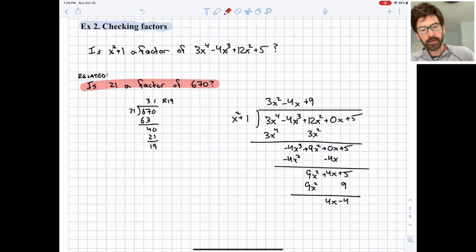The degree of what we are left with down here is a 1, which is lower than the degree of this x squared plus 1 expression up above. So we need to stop. We have a remainder, therefore, of 4x minus 4. All right? And that would be our solution to this division problem. Our solution is 3x squared minus 4x plus 9 with a remainder of 4x minus 4.